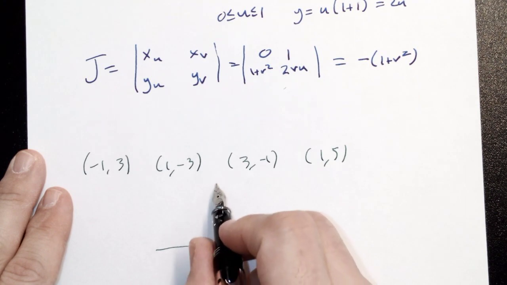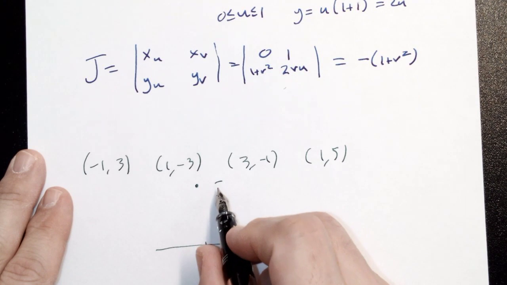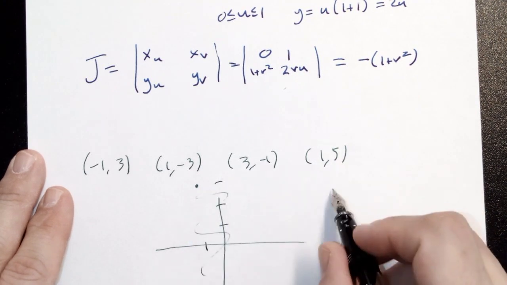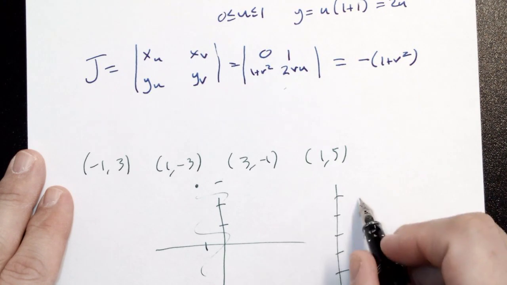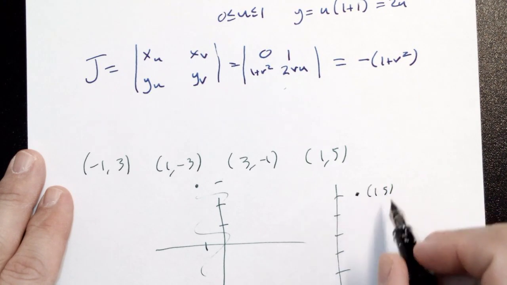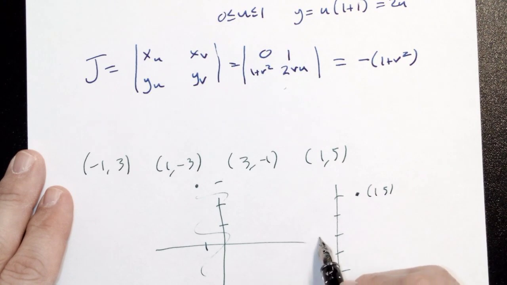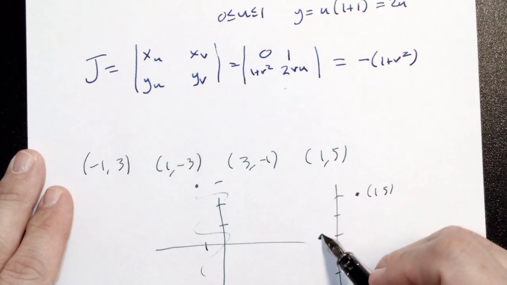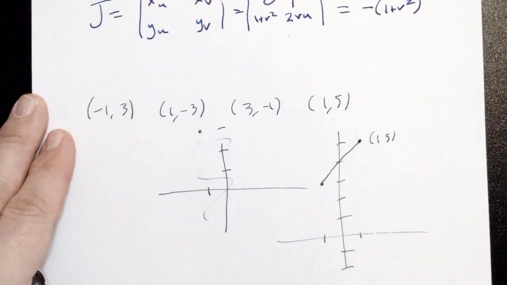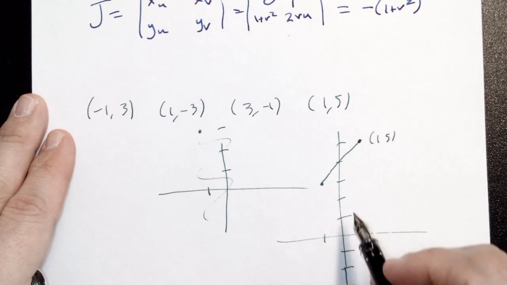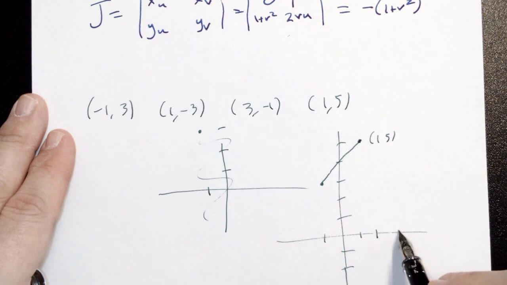-1, 1, 2, 3. There's this point. Oh crap, I'm gonna go off too high. Let me redraw that over here. 1, 2, 3, 4, 5. I need to go up there to 1, 5. -1, 3. 1, -3. And 3, -1.